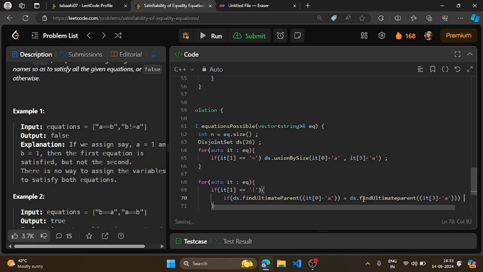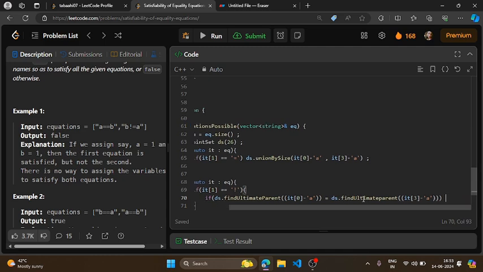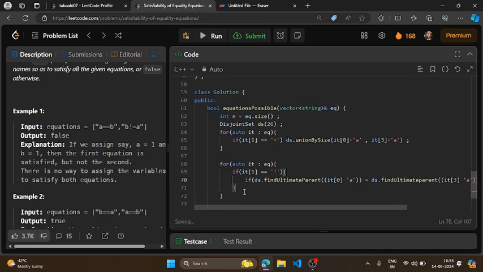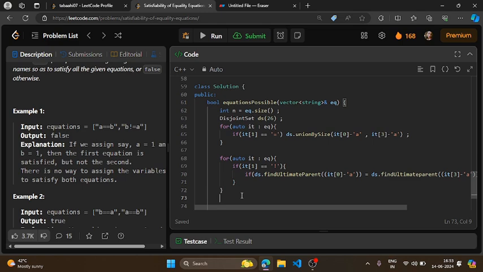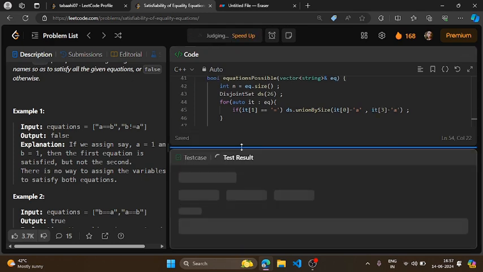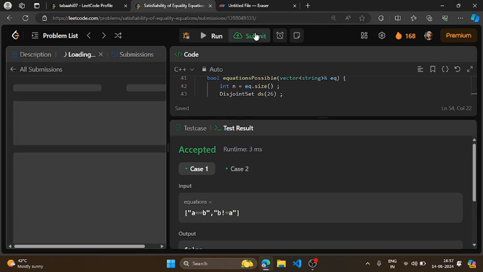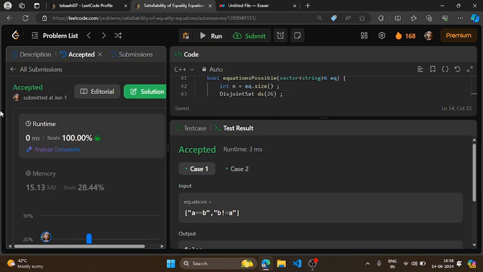So if both of the nodes have the same ultimate parent, then we can simply say the nodes are reachable from each other. And once I find the nodes are reachable from each other, then definitely this is violating our equation. So I'll simply return false here. And after the loop, if I cannot find any equation which is violating our graph, then I will simply return true. Okay, so it's working now. Let's submit it first. Okay, so it's working fine, right?